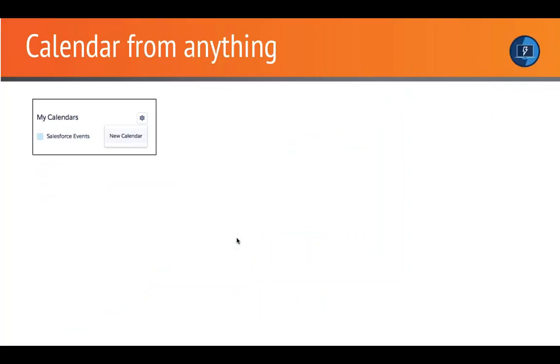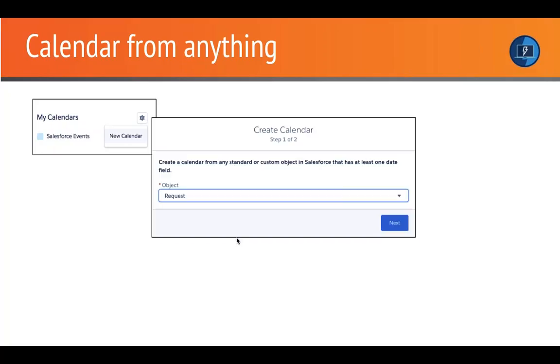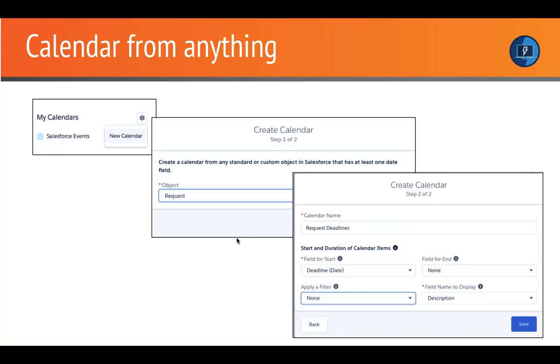Next, another quite nice feature, calendar from anything. This basically allows you to create a calendar based on any type of sObject. What happens is, if you go onto your calendars, click on the calendar icon on the left-hand menu, open up My Calendars, then click the gears icon and click the new calendar button. You'll then be asked to choose which object you want to base the calendar on. My calendar is based on a custom object named request, and then I have to select some information about what the date is that's going to be plotted on the calendar.